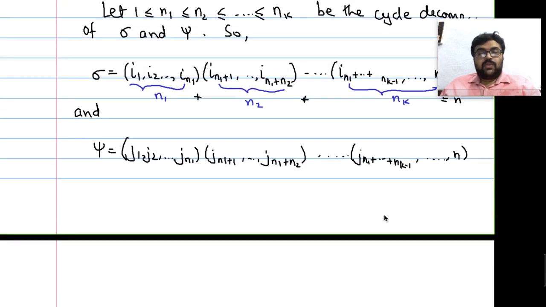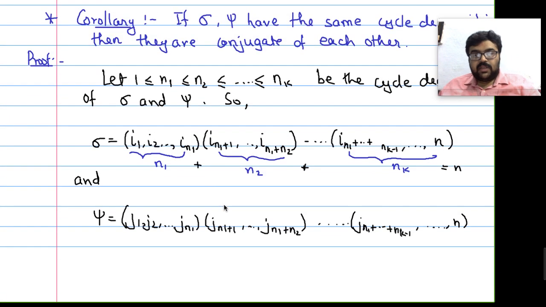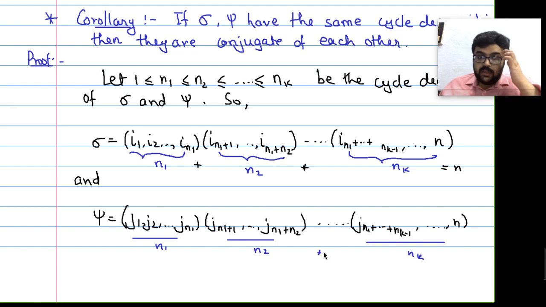So suppose both of them have the same cycle decomposition. Here also we have n1, here we have n2 length, and here we have nk. Suppose they both have the same cycle decomposition. What we have to show is that these two are conjugate of each other.